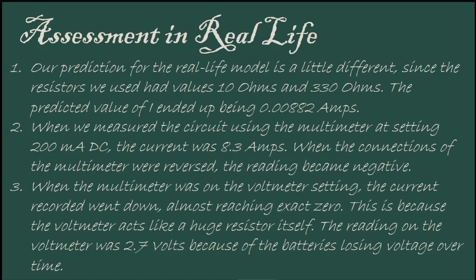When the connections of the multimeter were reversed, the reading became negative. When the multimeter was on the voltmeter setting, the current recorded went down, almost reaching exact zero. This is because the voltmeter acts like a huge resistor itself. The reading on the voltmeter was 2.7 volts because of the batteries losing voltage over time.